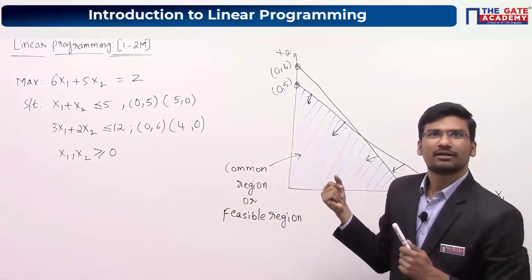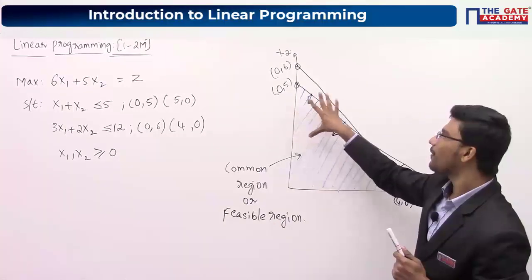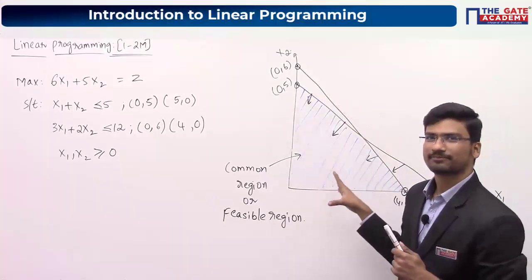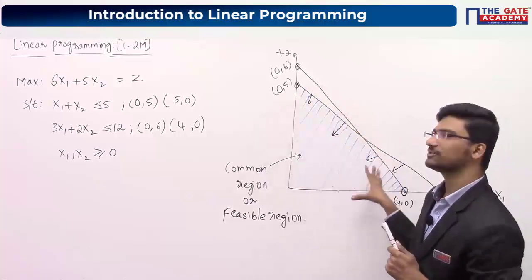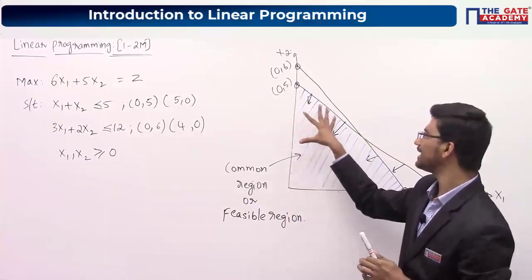Right. Now, how many points are there in this feasible region? How many points will be there in the feasible region?